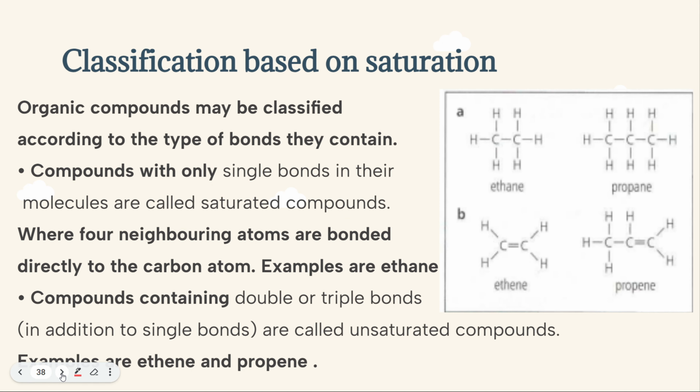Okay, this is classification based on saturation. Remember, saturate means your single bonds. Organic compounds may be classified according to the type of bonds that they have. Compounds with single bonds in their molecules are called saturated compounds. So single bonds, saturated. I remember a student loves to sing a song. He says, "Saturate me in your single bonds." So single bonds are saturated, while if a compound contains double or triple bonds between the carbons, we say that it is unsaturated. Saturated means it has single bonds between the carbons, and unsaturated means it has double or triple bonds.